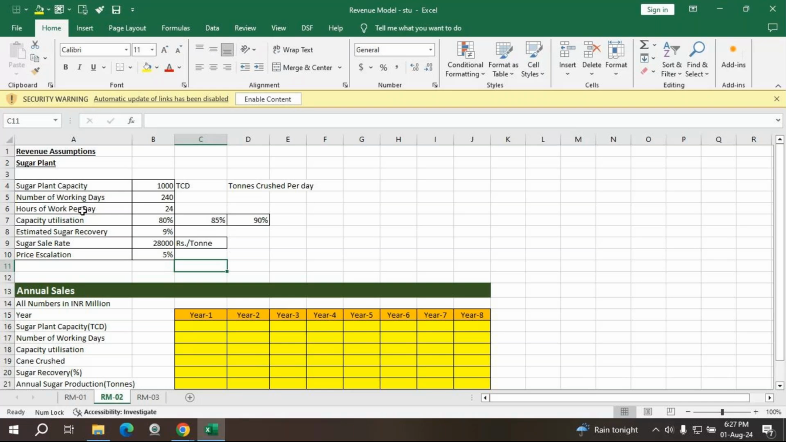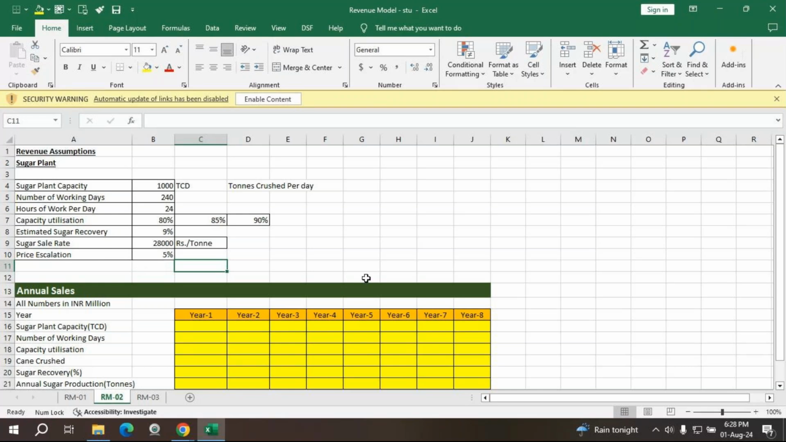Hours of work per day, so they are going to work 24 hours a day. Capacity utilization, if you see, first year it will be 80%, second year 85%, third year 90%, and the same 90% will be carried on for the other years also. Estimated sugar recovery, so once after crushing, the recovery percentage is 9% only. Sugar selling rate is 28,000 rupees per ton. Price escalation, that means the year on year growth on the price is 5%.